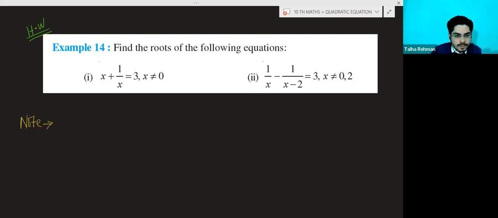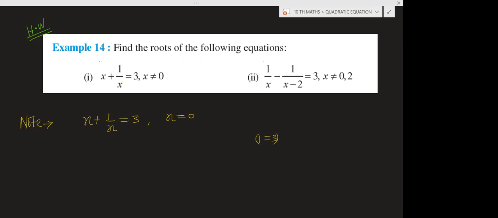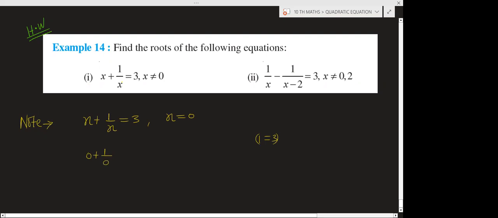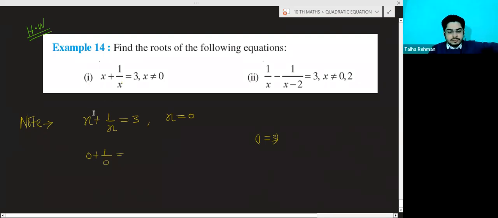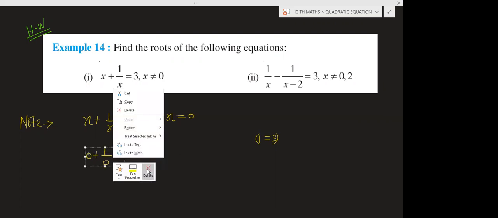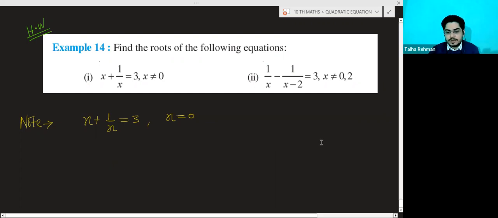Just a minute. In this now you are saying 1 by x equal to 3. If x is equal to 0, then it is 1 by 0 equal to 3. Yes, sir. You are right. 1 by 0 is not 0. It is not 0. Remember. 1 by 0 is not defined actually. Remember this point.